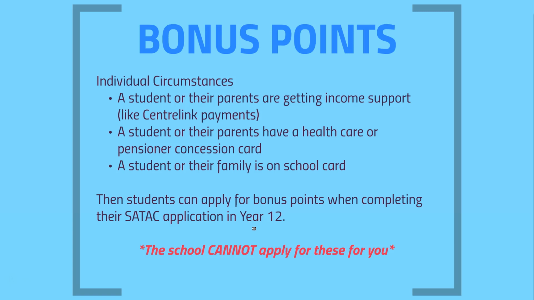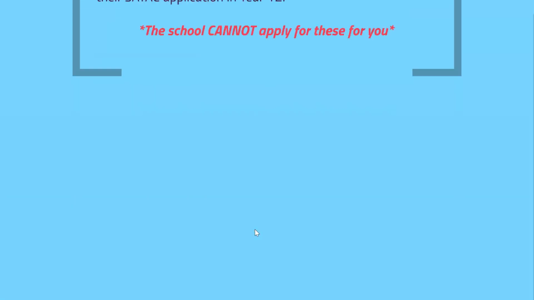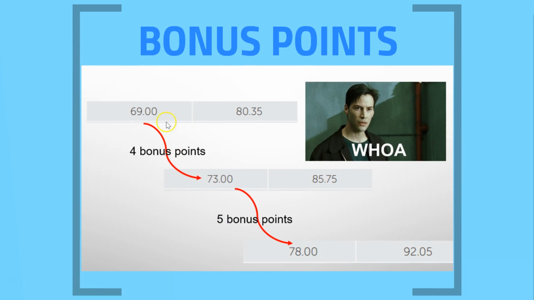Now, to show you why bonus points can be so beneficial, if a student received an aggregate of 69, that would equate to an ATAR of about 80.35, and this is using last year's conversions. If we apply those 4 bonus points for the subjects, that takes their aggregate from 69 to 73, and their ATAR from 80.35 to 85.75. So just a little bit of an increase.